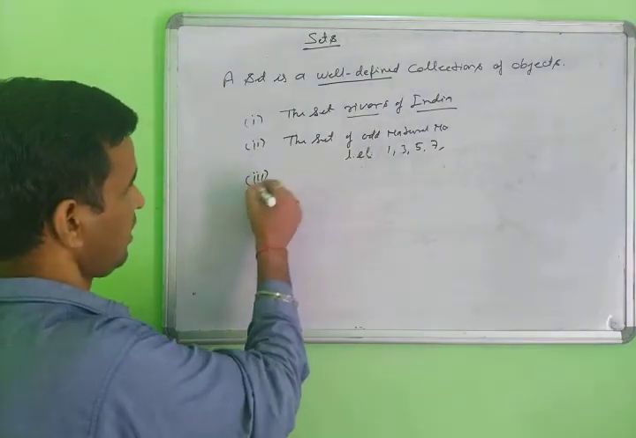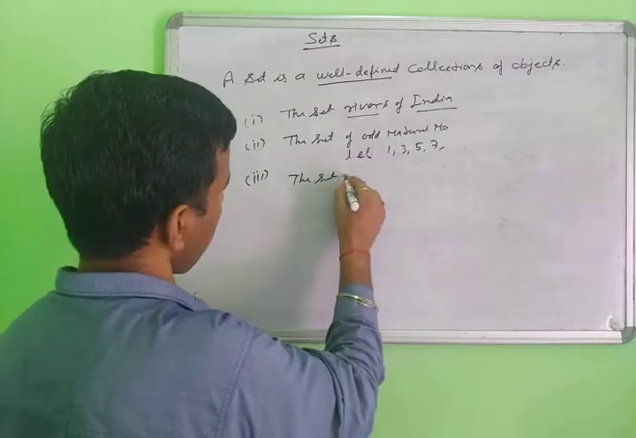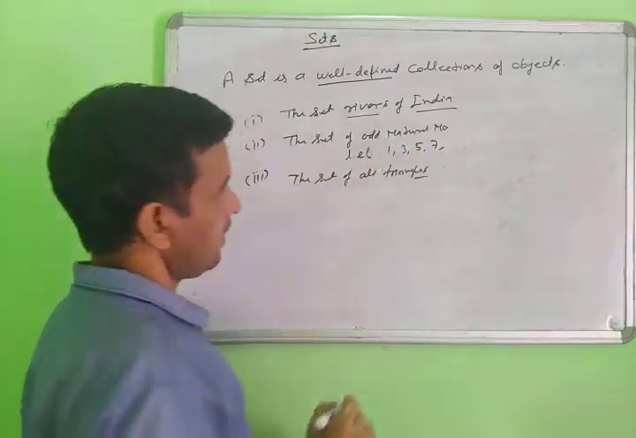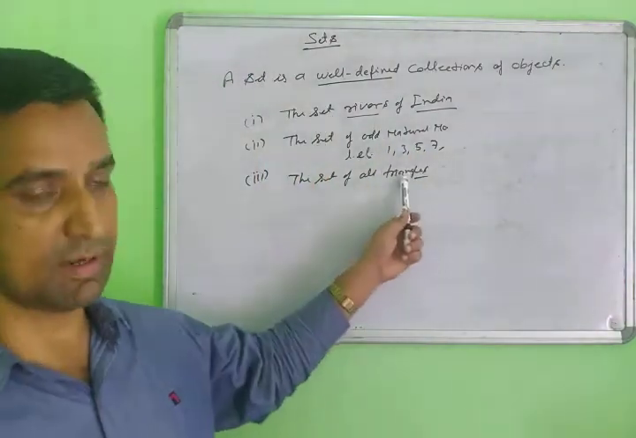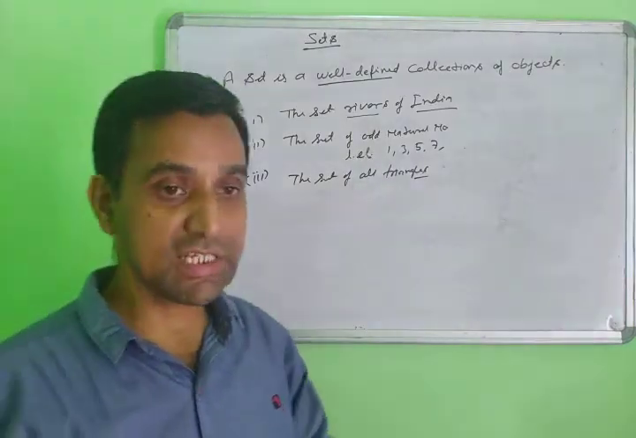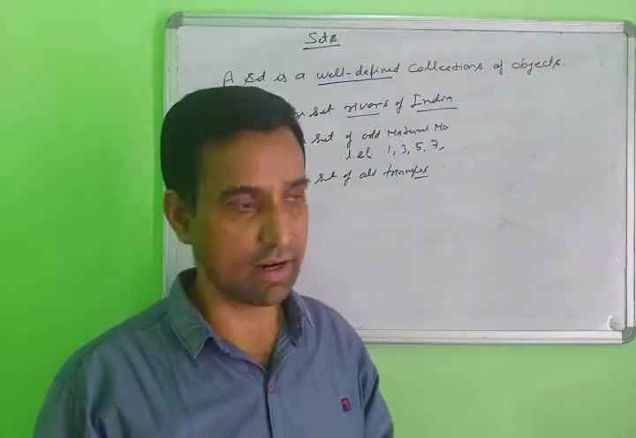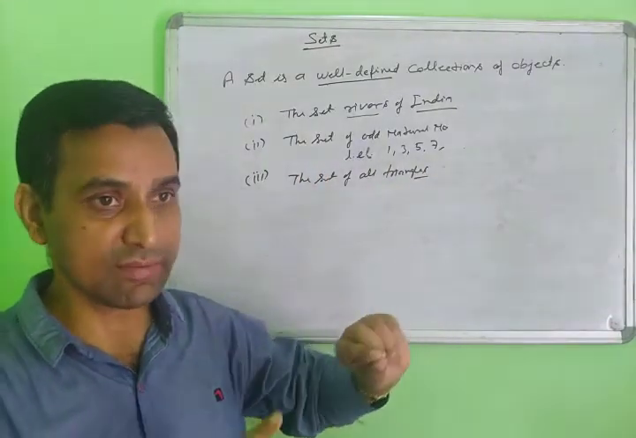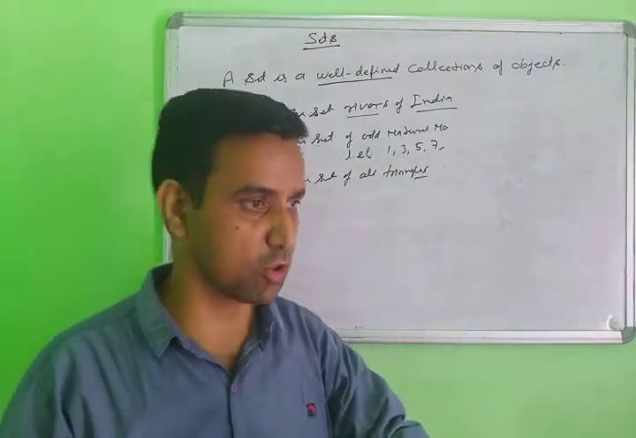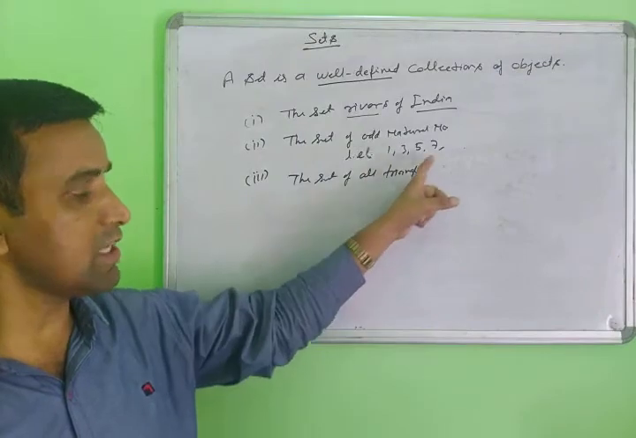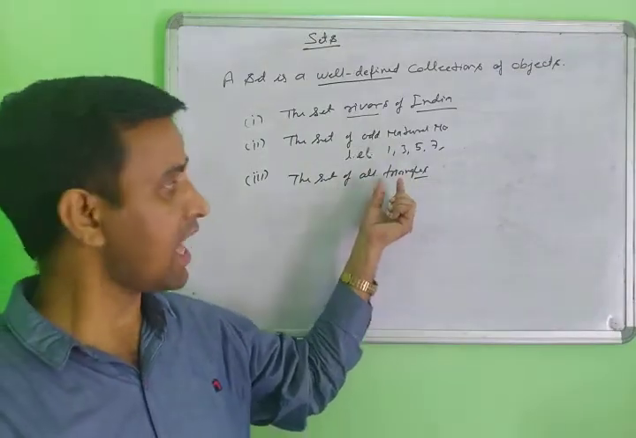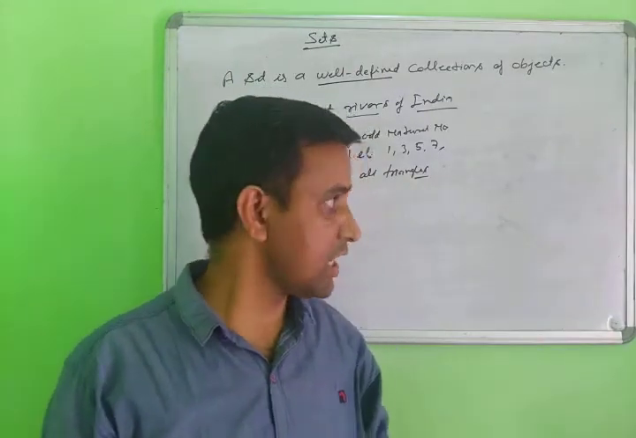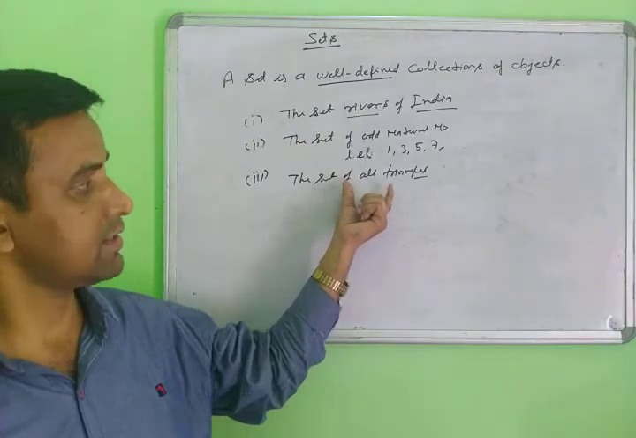Third point. The set of all triangles. The set of all triangles. This is possible. Means you know a three-sided closed figure is called the triangle. That means you know which figure is triangle. Four-sided figure is not triangle, five-sided figure is not triangle, six-sided is not triangle. Then you will use only the three-sided figure. Every person knows a three-sided closed figure is the triangle. So you can make easily of this triangle.